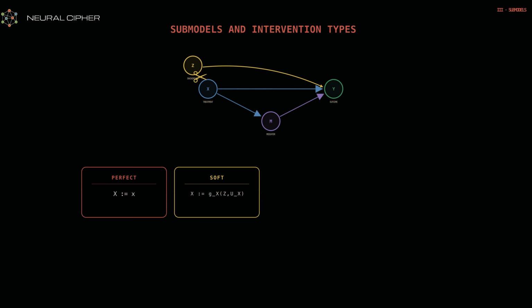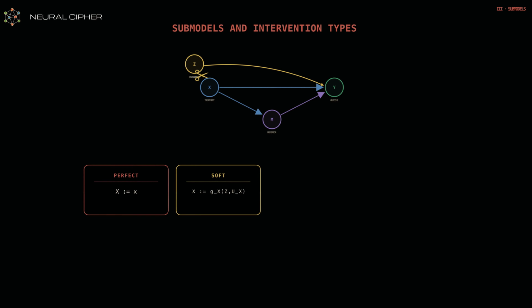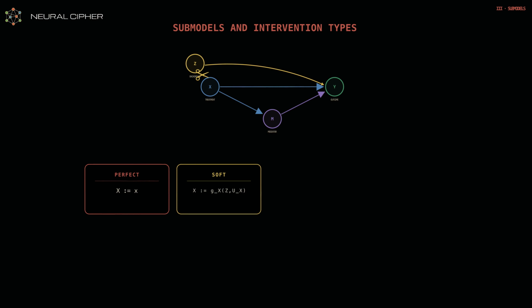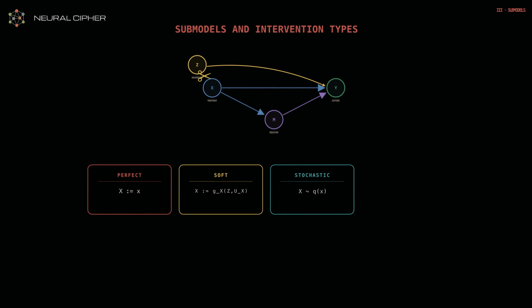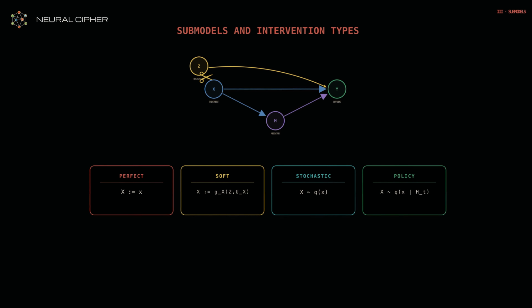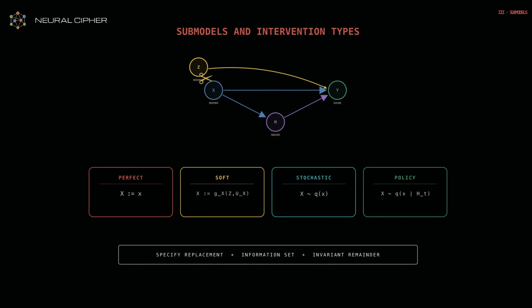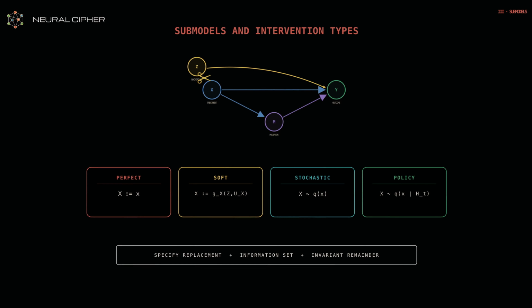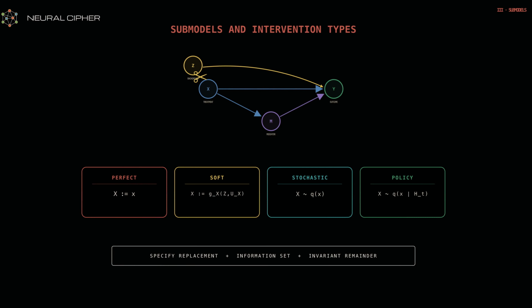A soft intervention replaces the mechanism for X by another function while possibly retaining some parents. A stochastic intervention replaces it by a random kernel, and a policy intervention may condition that kernel on variables observed before the decision. Each case is mathematically distinct. An intervention is fully specified only when the replacement mechanism, its information set, and the invariant remainder are all stated.